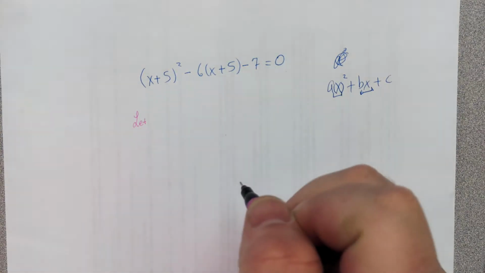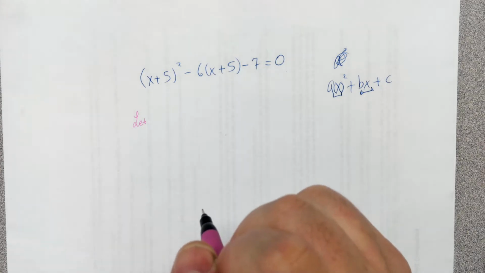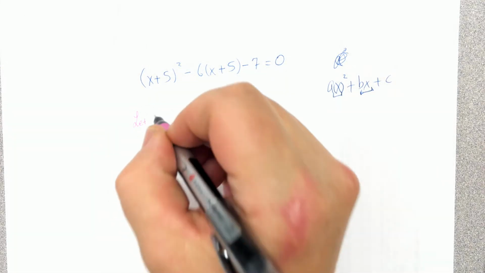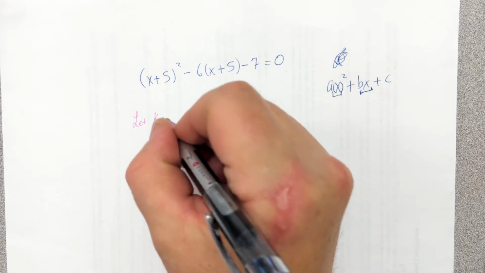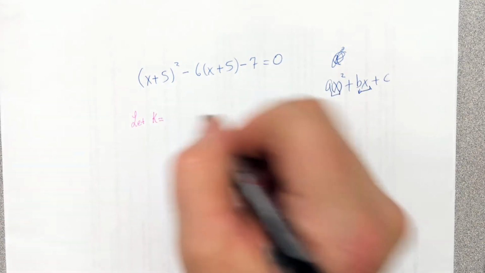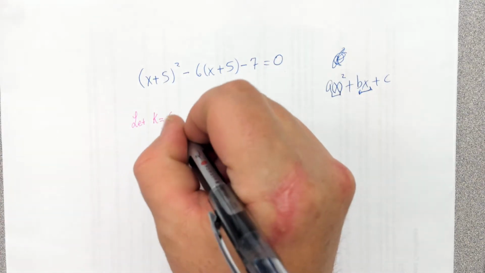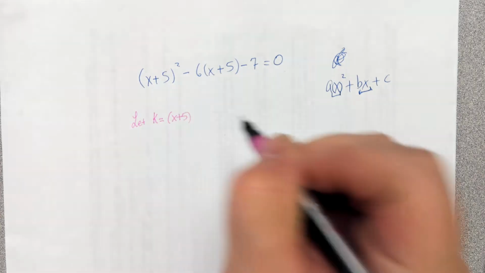What letter should we use? I'm not going to do the whole thing, I'm just going to get it started. K. K again? I think I like K because you use that for constant too. Oh yeah, that works. So K is going to be x + 5, yeah?